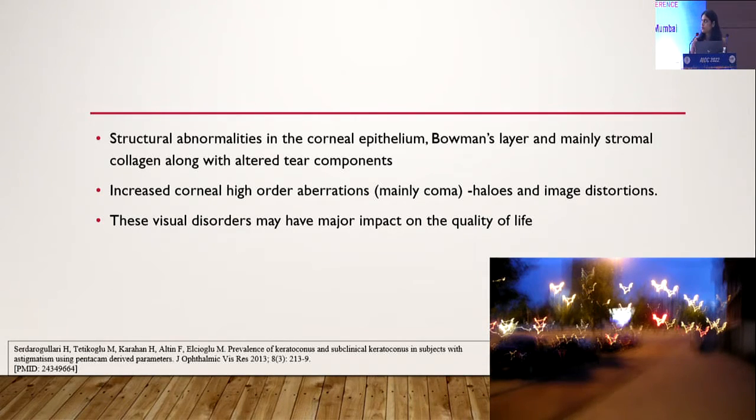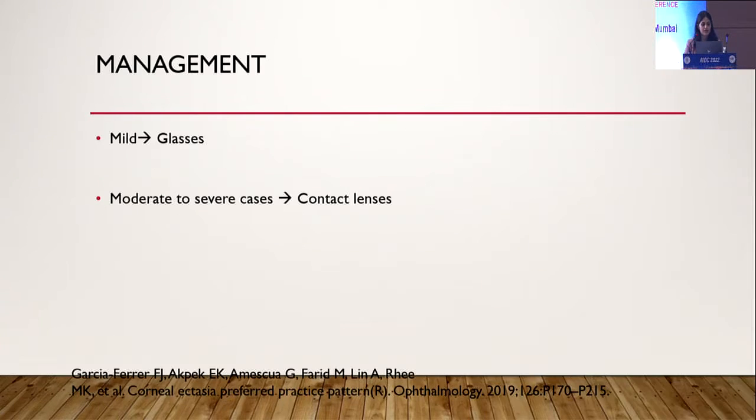Now, what happens to the patients of keratoconus is that the structural abnormalities in the corneal layers as well as the altered tear film layer leads to a lot of halos and image distortions. So when these patients complain that we have poor quality of vision, sometimes we tend to underestimate how poorly they are seeing. And this is a simulation of how their vision can be, and it's obviously a major impact on the quality of life.